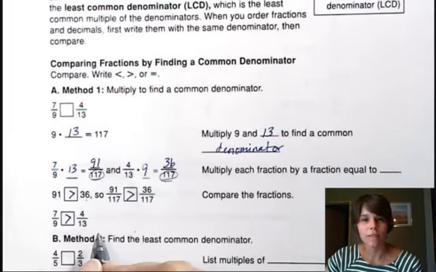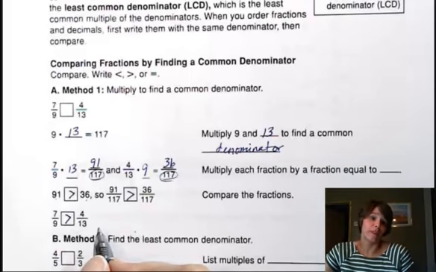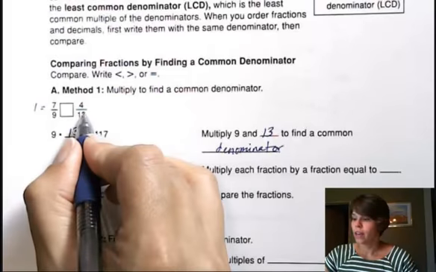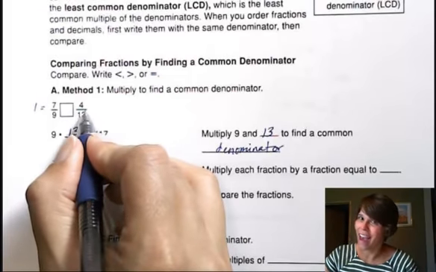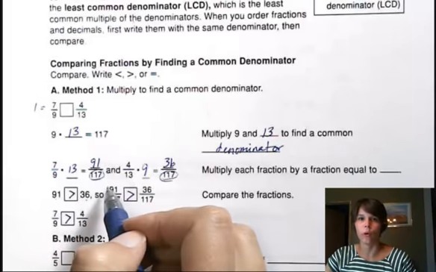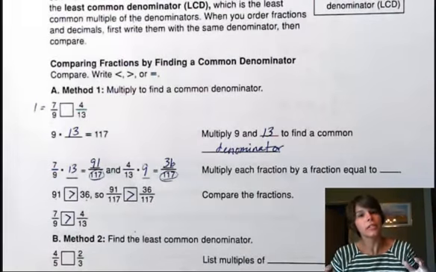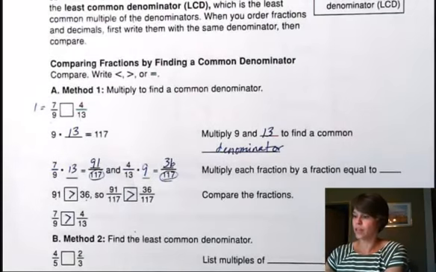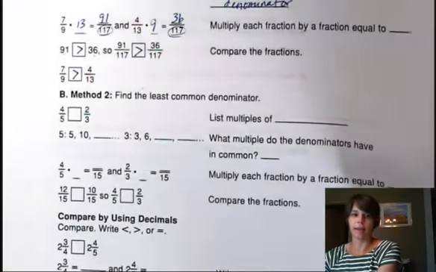I wouldn't have done this problem this way. I would have used benchmarks, because 7/9 is close to 1 and 4/13 is definitely less than a half. I already know that 7/9 is larger. I didn't have to go through all of that. So pay attention, and if you can use benchmarks first, use them. They're way easier than working out all of the math.